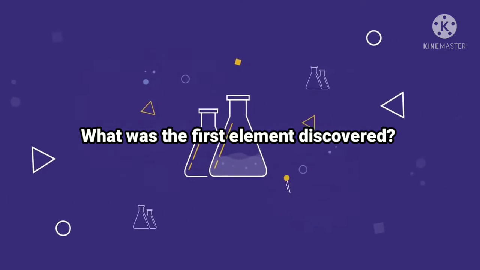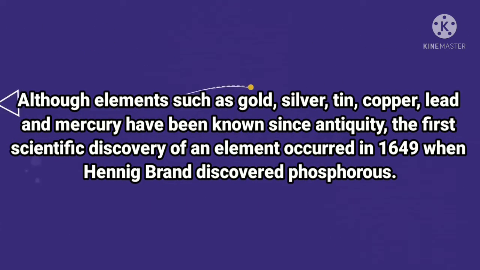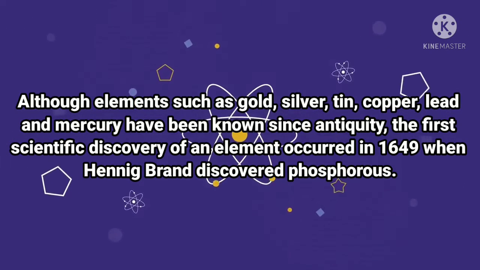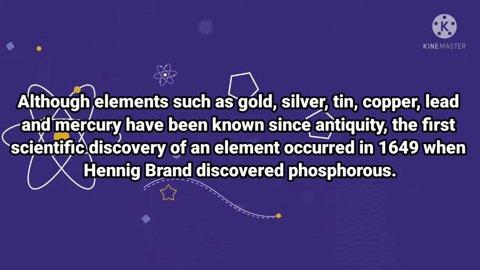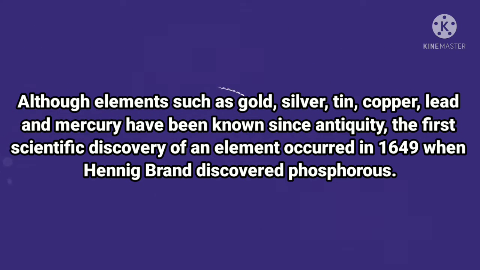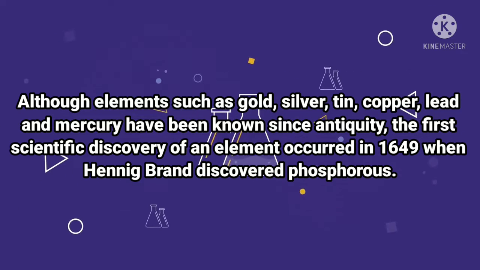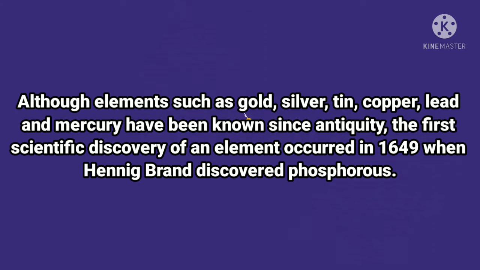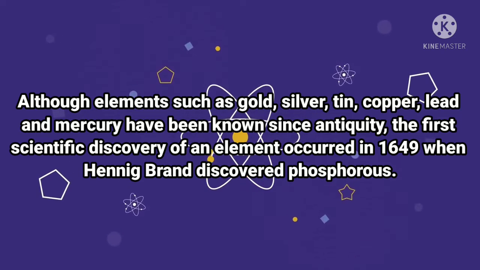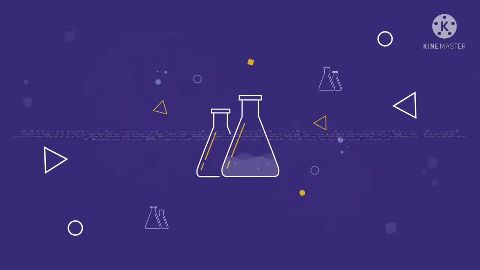What was the first element discovered? Although elements such as gold, silver, tin, copper, lead, and mercury have been known since antiquity, the first scientific discovery of an element occurred in 1649 when Hennig Brand discovered phosphorus.